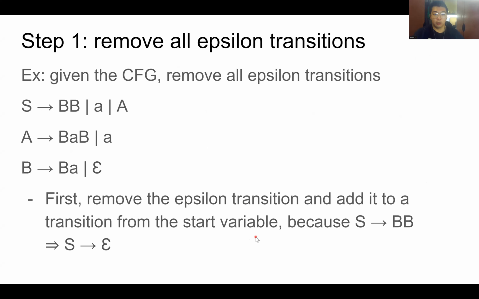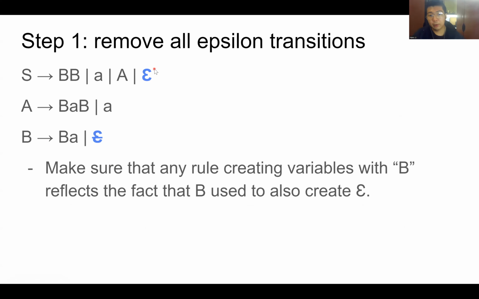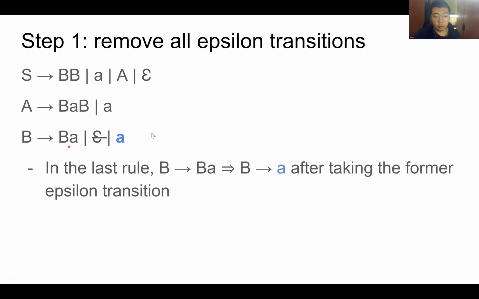Okay. So to go over an example of step one, we have a CFG here. S generates BBA, and A generates BABA, and B generates BA and epsilon. So the first thing we're going to do is remove all of the epsilon transitions and add it to the start variable. So here, I'm going to take the epsilon, remove it, and add it to the start variable here. But we also have to account for the fact that B used to be able to create epsilon. So if we look at the last rule, we can see that B used to be able to create BA, and B can epsilon. So then B can now also create A.